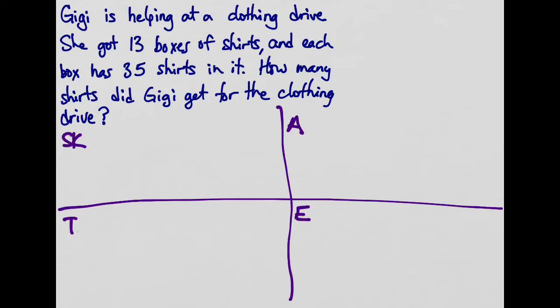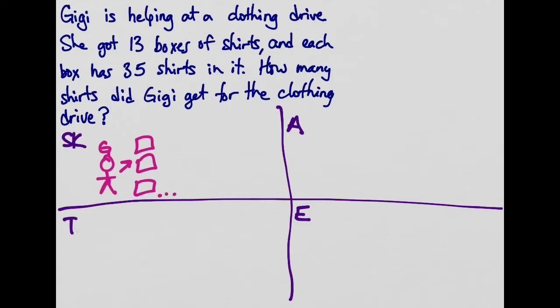So the first step is S for situation. I got to think about what's going on. Well, in this problem, we have a person named Gigi, so I'll put a G above her, and she's at a clothing drive. Okay, I can picture that. And at this clothing drive, she's got these boxes. So I'm going to draw some of these boxes, and then I'm going to do dot, dot, dot. That means there's more. I didn't show all of them. I don't want to actually have to draw all the boxes.